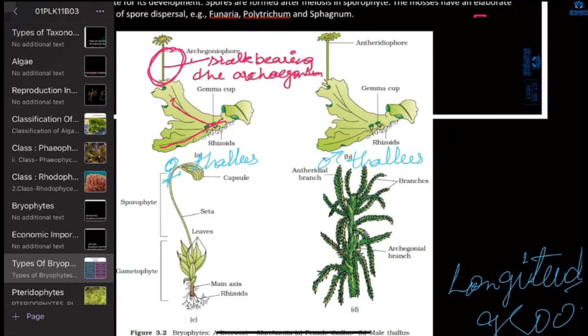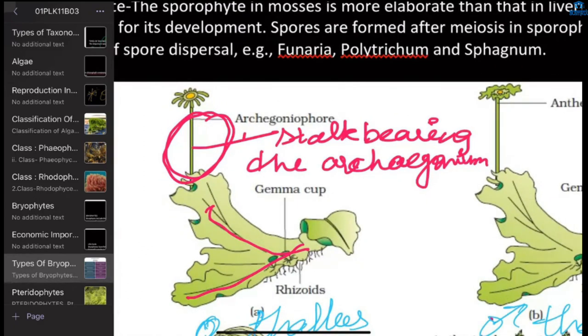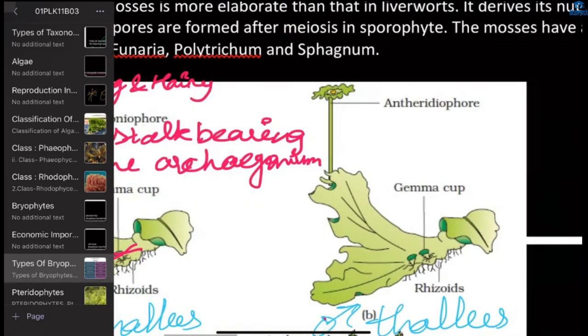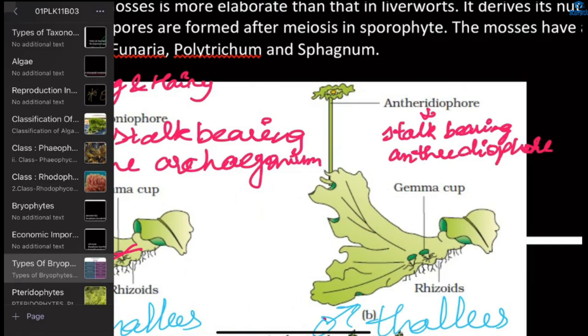See this structure. They have long hairy structures, long and hairy. And here the antheridiophore, the stalk bearing the antheridia. And this one is small and clustered.